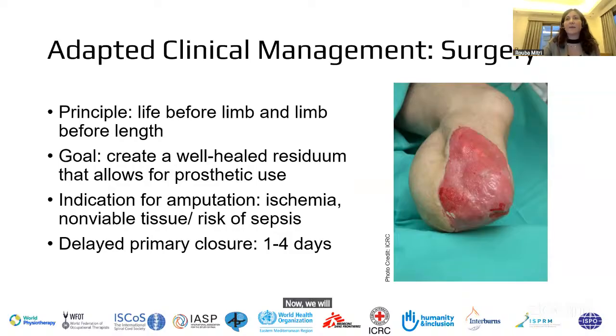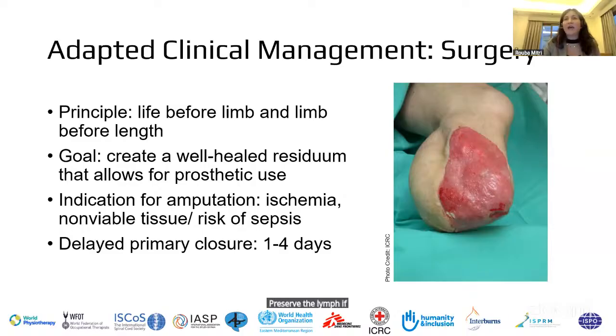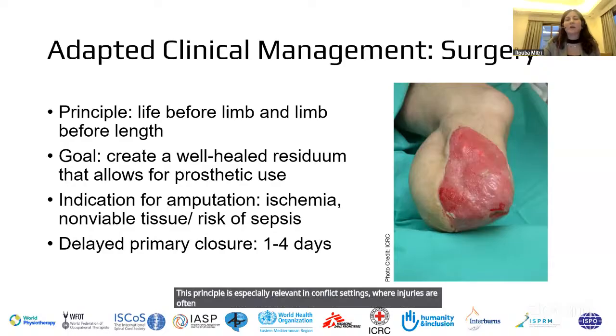Now, we will move to the adapted clinical management, and we will talk about the surgery. An important principle in surgical management is life before limb and limb before lens. What does this mean? This means the priority is to save the patient's life first, then preserve the limb if possible, and only after that, the limb plans. This principle is especially relevant in conflict settings, where injuries are often severe, resources are often limited, and rapid decisions are needed to control bleeding, to prevent infection, to reduce the risk of death.